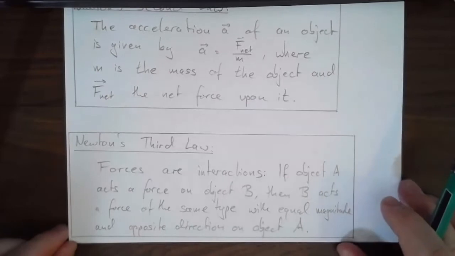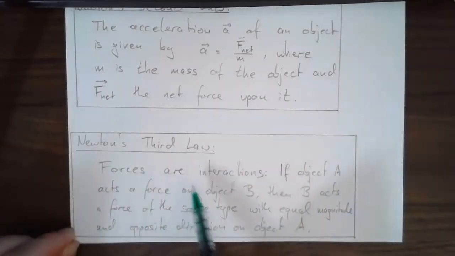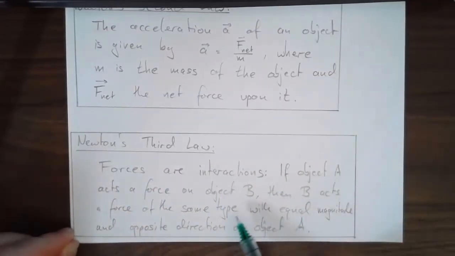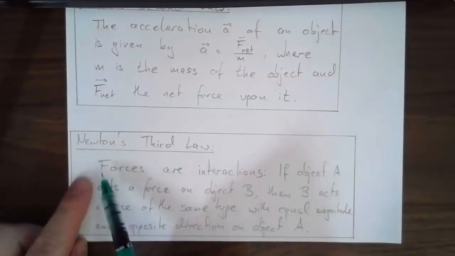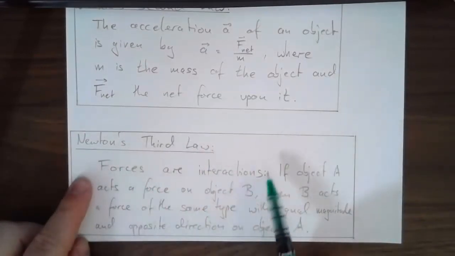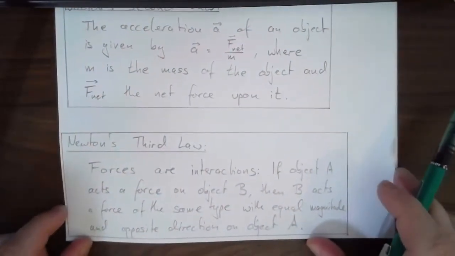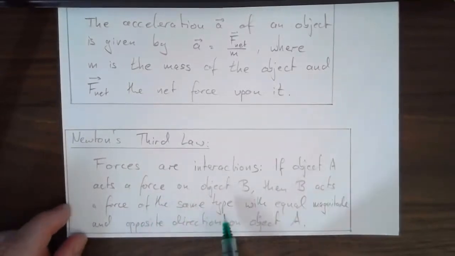And finally, Newton's third law says forces, and that's what we talked about already, forces are interactions. If object A exerts a force on object B, then B exerts a force of the same type with equal magnitude and opposite direction on object A. Usually you see it written without that first line, forces are interactions, but I think that is really the central message, and why I think in a way it should come at the beginning. And then I also added the phrase "of the same type."